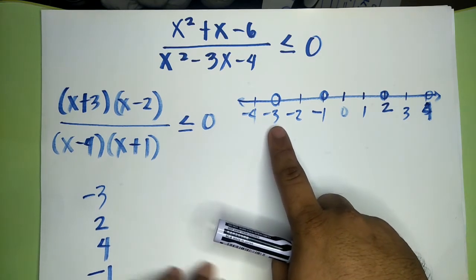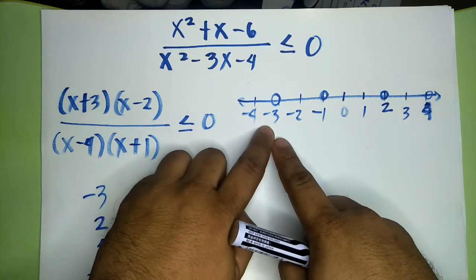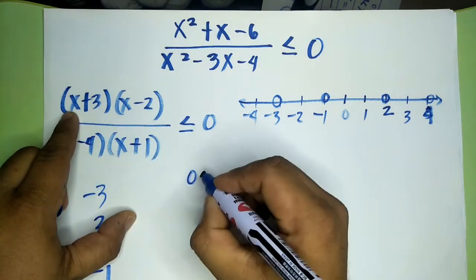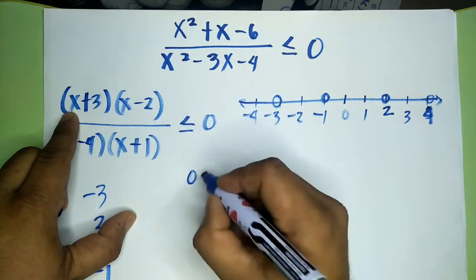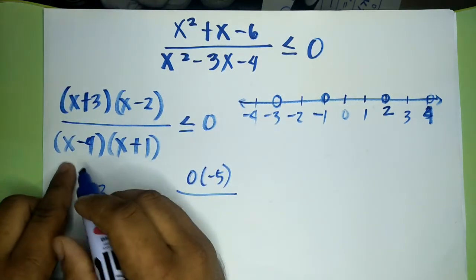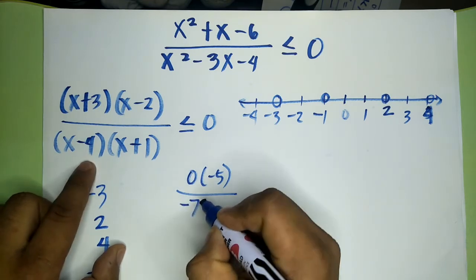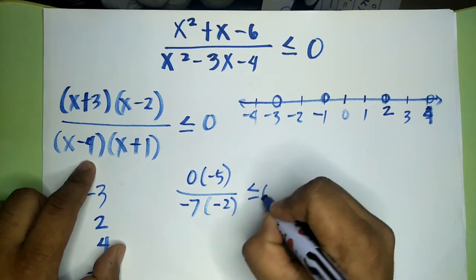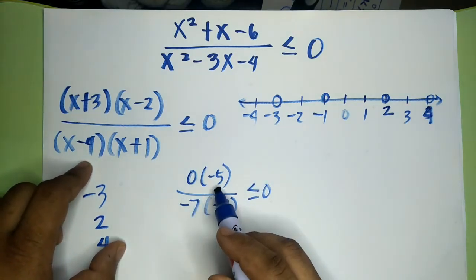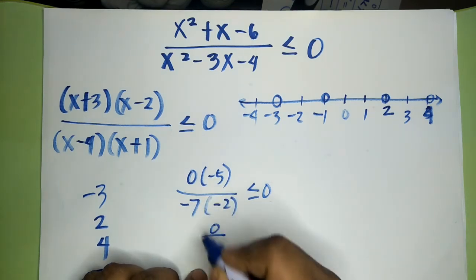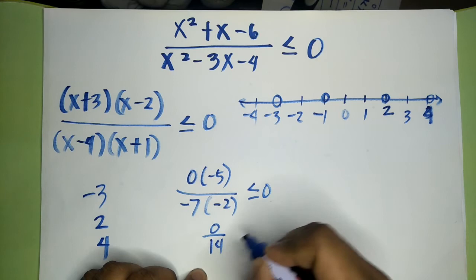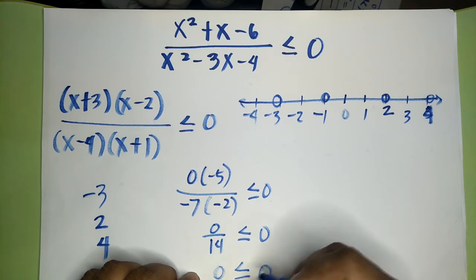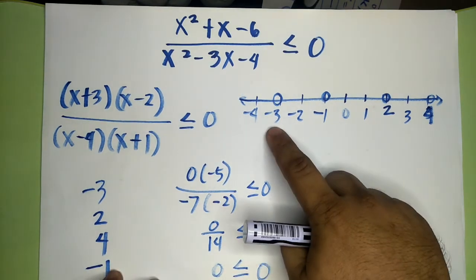critical values natin. So, if x is negative 3, so dito, negative 3 plus 3, that is 0, times negative 3 minus 3, that is negative 5, over negative 3, that is negative 7, times negative 2. Less than or equal to 0. So, 0 times negative 5, that is equal to 0, over positive 14, is less than or equal to 0. So, 0 divided by 14, so that is 0, is less than or equal to 0. So, ibig sabihin, included yung ating negative 3.